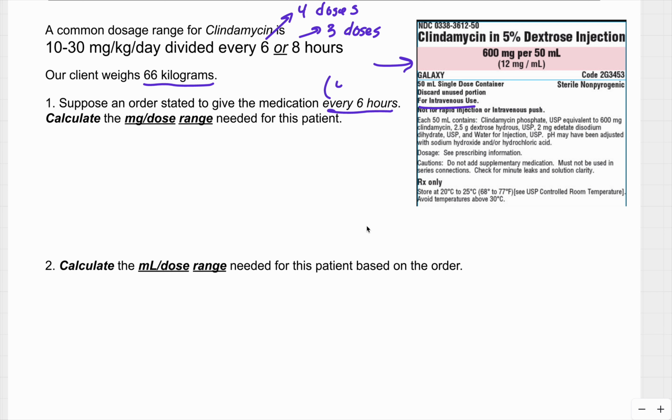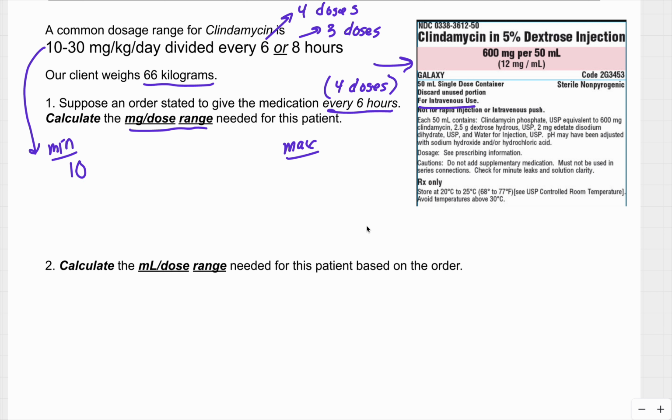So I'm just going to write out that that would be 4 doses in a day. Calculate the milligram per dose range that's needed for this patient. So this problem requires us to consider both the minimum and the maximum. So I'm going to write that over here. We have our minimum and our max.